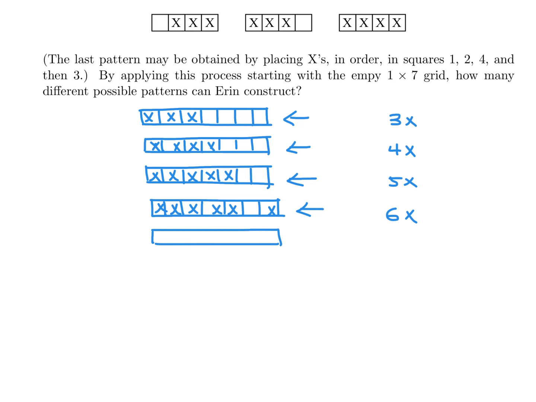Now let's see if 7x is possible, because each of these will have multiple arrangements. Like this is just one example. I'm sure there's more than one for 3x, more than one for 4x, and so on. Let's see if 7x is possible. There, and then there. No, 7x is not possible. Yeah, try it and you'll see. You won't be able to put 7 x's in the boxes and follow the rules of the question.